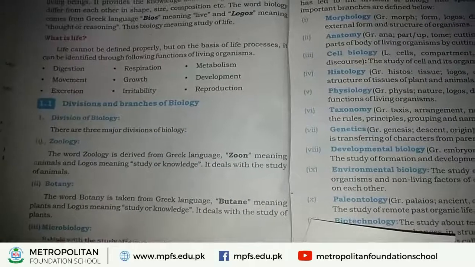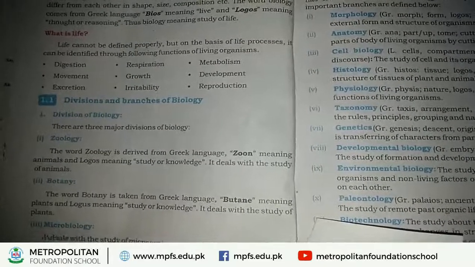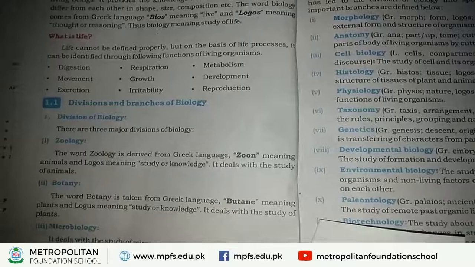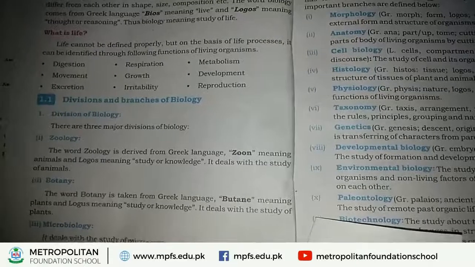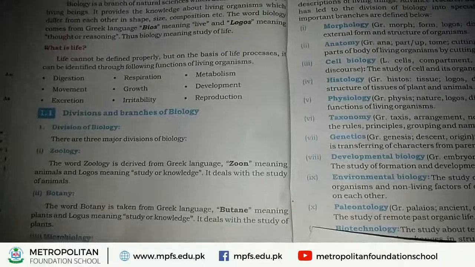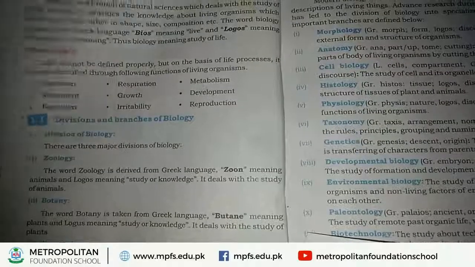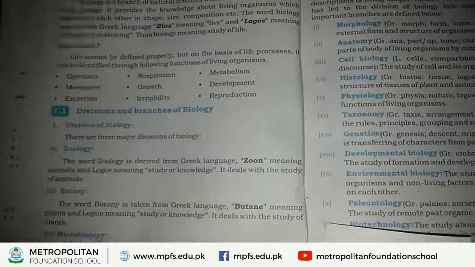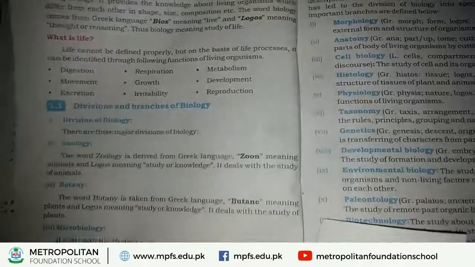The word botany is taken from the Greek language. Botany means plants. So students, its name indicates that in this branch we study about different plants, their characteristics, and they are classified on the basis of similar and dissimilar characteristics into different families. So students, botany is a branch of biology in which we study about plants.